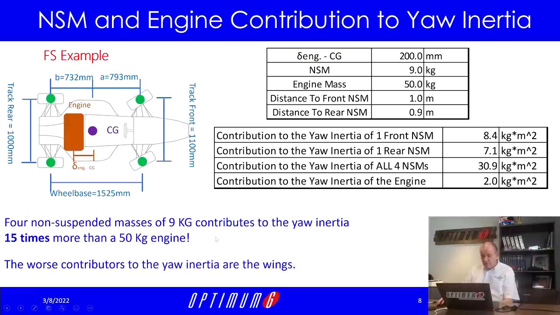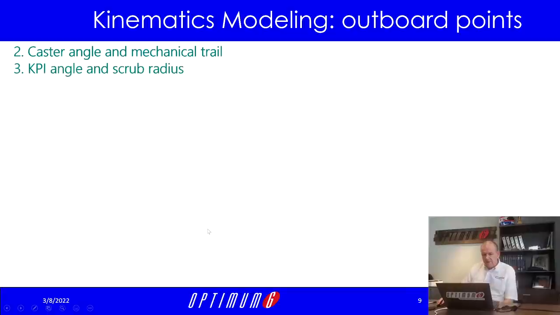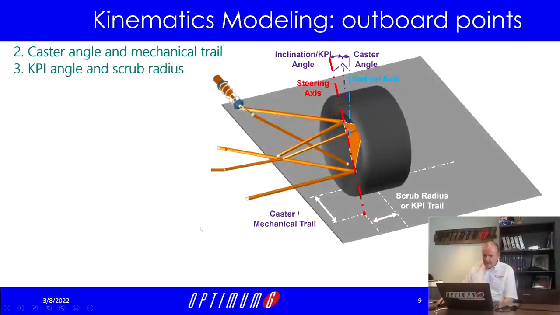Obviously, the worst contributor to the yaw inertia are the wings, because they're even further away from the wheels. All right. Let's speak about the outboard pickup point, which is caster angle, mechanical trail, KP angle, scrub radius. So when you design your upright, of course, the caster or the mechanical trail or the scrub radius have been exaggerated for the sake of the visualization. Normally, with that much offset, the car would be very difficult to drive.